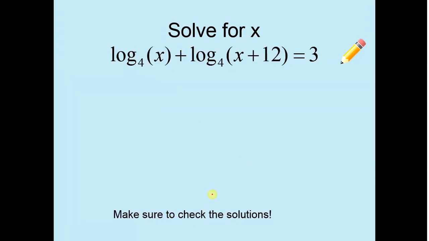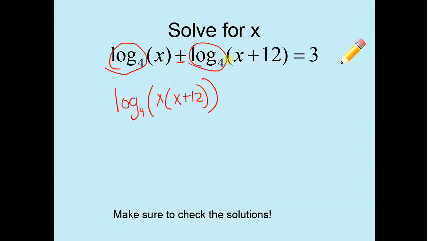But here are the hard kind. Very first thing I notice, I have two logs on the same side with a plus symbol in the middle. I need to combine those. So you're going to use your properties of logs that we've been talking about. Now, when two logs were added together to condense, adding became multiplication, right? So we're going to have log base 4 of x times x plus 12.